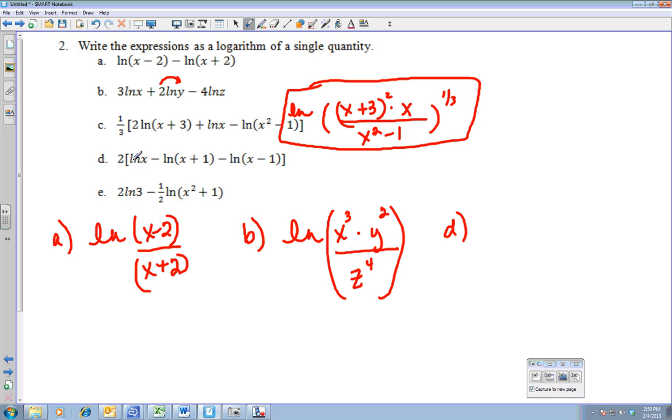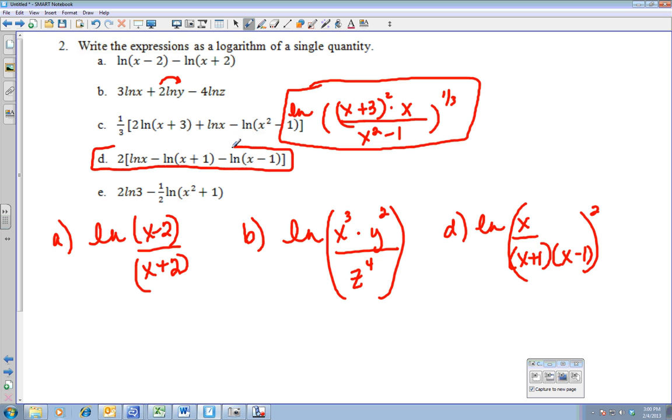Okay, so I have my natural log. This whole thing is going to be squared because of this 2 out in front. So I'm going to write natural log of x minus, which means divide, x plus 1, minus x minus 1 again. I'm going to have to check mine on that. And that whole thing is being squared. I'm going to look at that again in class tomorrow.